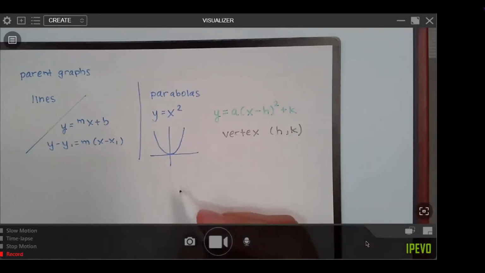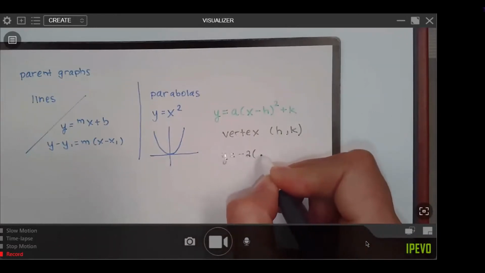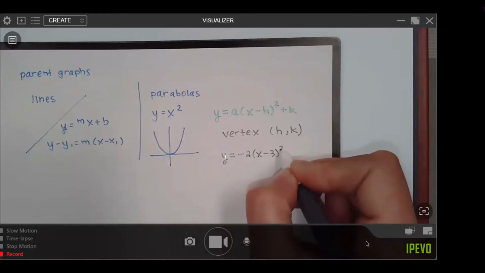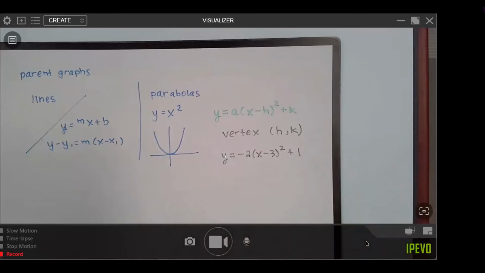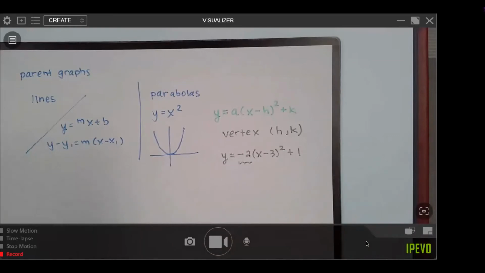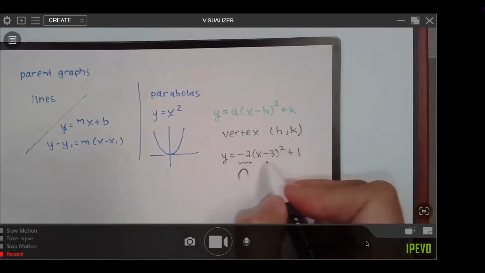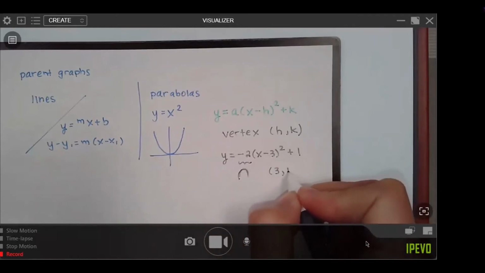For example, if I said y equals negative 2 times x minus 3 squared plus 1, then the negative 2 out in front is telling me to flip this parabola vertically. So instead of being concave up like a U, it's concave down like a frown. And so this is going to flip it to be upside down. And then the vertex here would be at 3, 1.